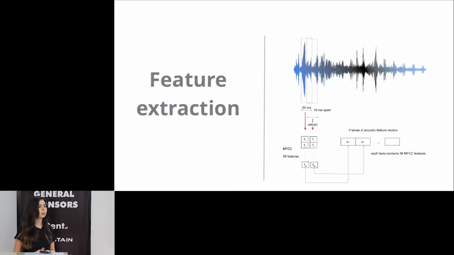But first we need features from the audio. Starting from the audio clip, we slide over it and extract features. This is the first step in speech recognition, and different algorithms can be applied to get the features. The most commonly used one is the mel frequency cepstral coefficients, the MFCCs.